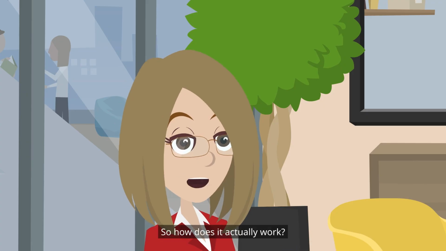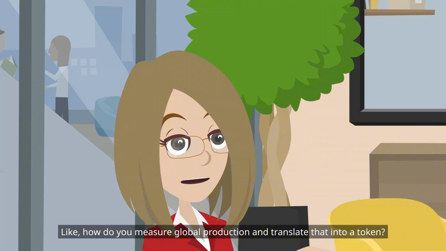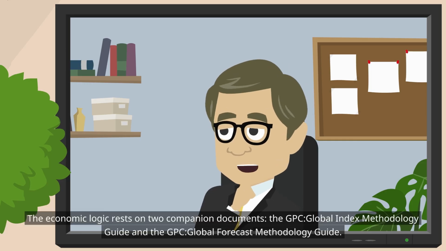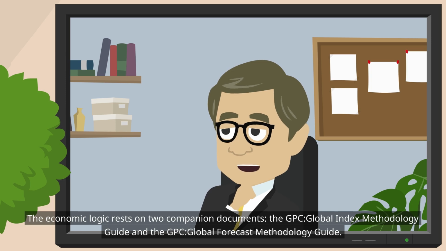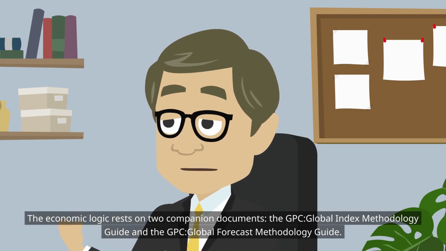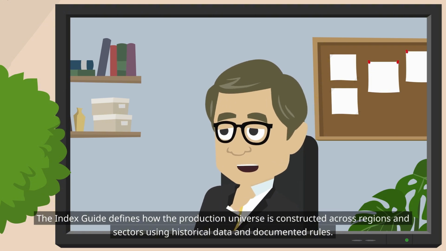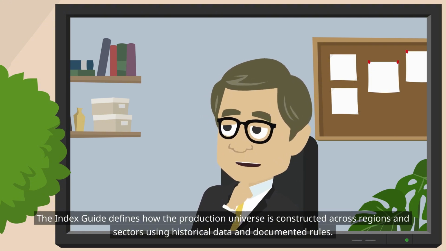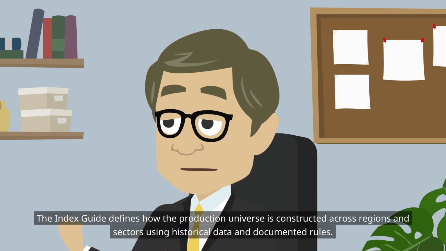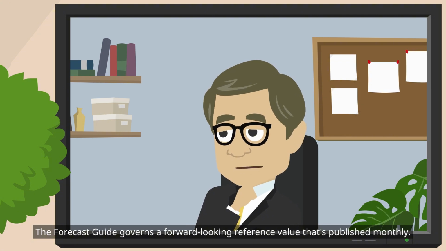So how does it actually work? Like, how do you measure global production and translate that into a token? Great question. The economic logic rests on two companion documents, the GPC Global Index Methodology Guide and the GPC Global Forecast Methodology Guide. The Index Guide defines how the production universe is constructed across regions and sectors, using historical data and documented rules. The Forecast Guide governs a forward-looking reference value that's published monthly.